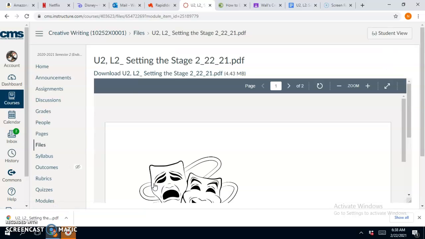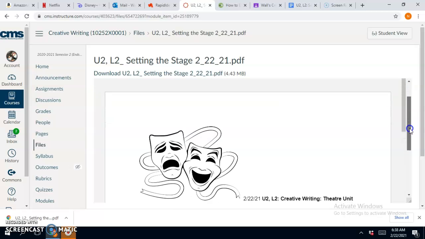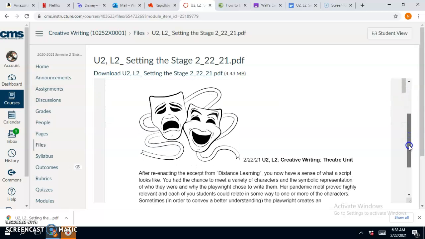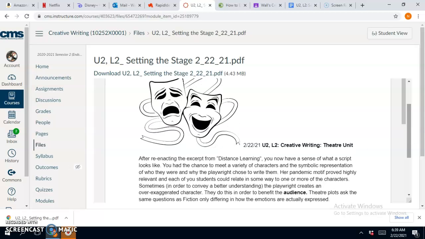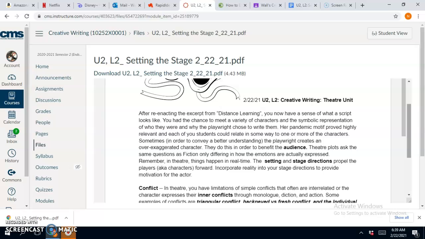On this particular document, I do want you guys to download this information. You do need to download that information for yourselves, just so you can have it. But as it says here, this is Unit 2, Lesson 2, Creative Writing Theater Unit, Setting the Stage.